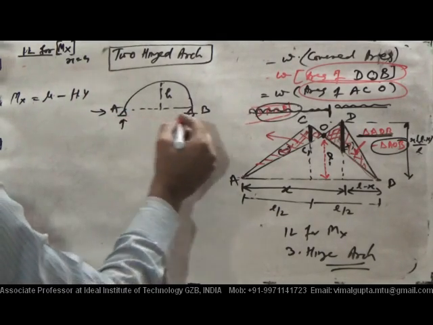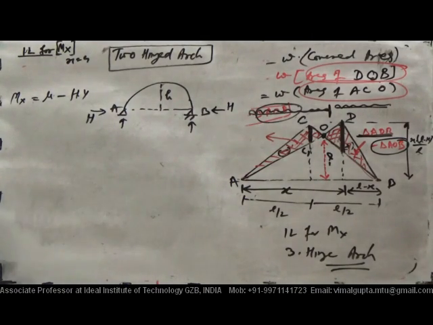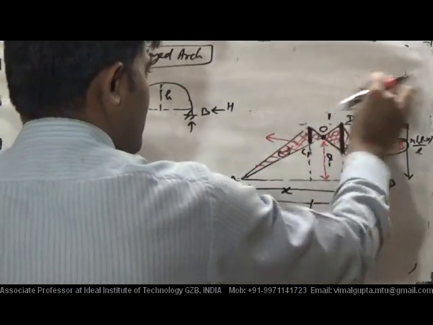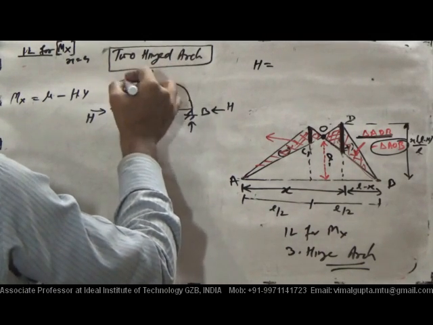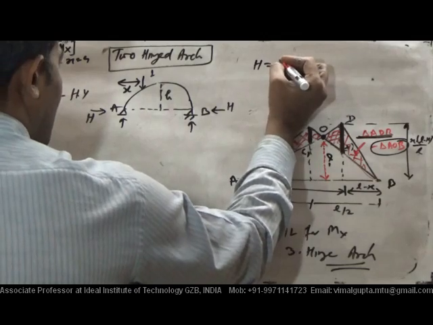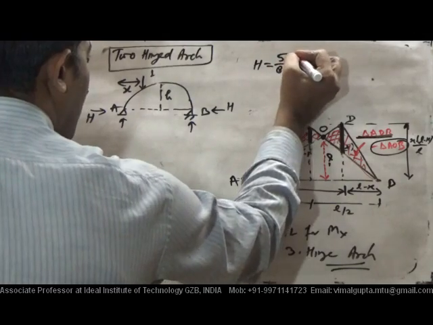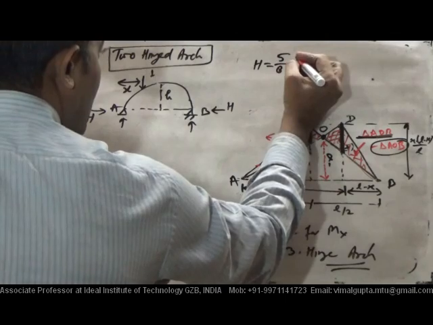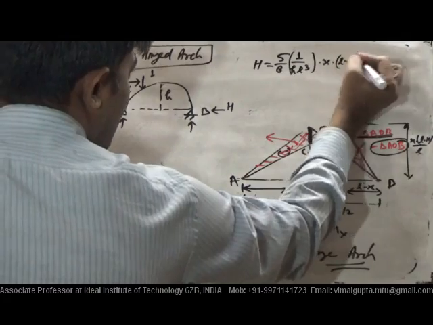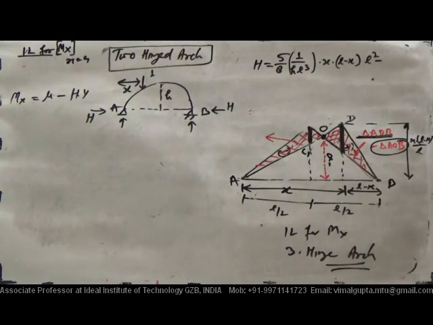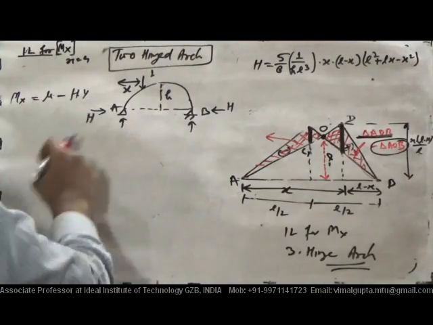And for that we have calculated H. What was that value of H when the unit point load is at point X? Let me write again. That value is 5 by 8 W, which means 1 divided by H L cube, times x, L minus x, times L square plus L x minus x square. Okay, this is the ordinate for H.